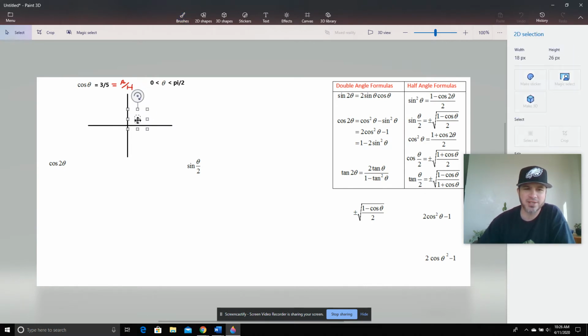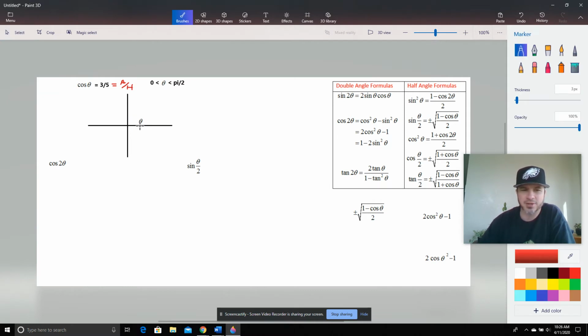And then basically what they're giving us is a triangle, right? So they're giving us this triangle that looks like this. So the adjacent side is 3. The hypotenuse then is 5. Oh, it's one of our special ones. So this must be the 4. 3, 4, 5 triangle, right?